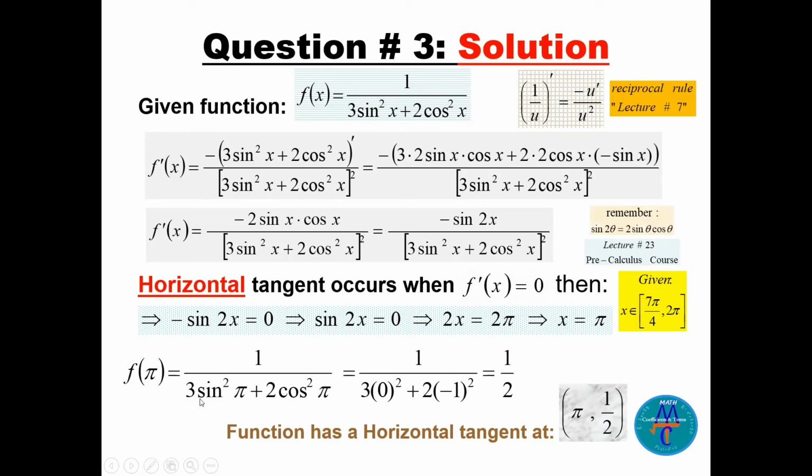1 over 3 sine squared of pi plus 2 cosine squared of pi. Sine of pi is 0. Cosine of pi is minus 1. Square it. So all becomes half. So the function has a horizontal tangent at this point, pi comma half. This is x and y.